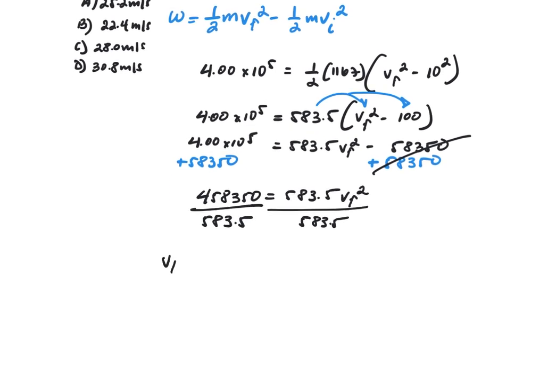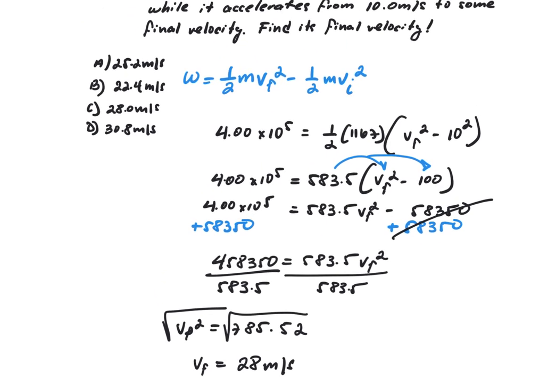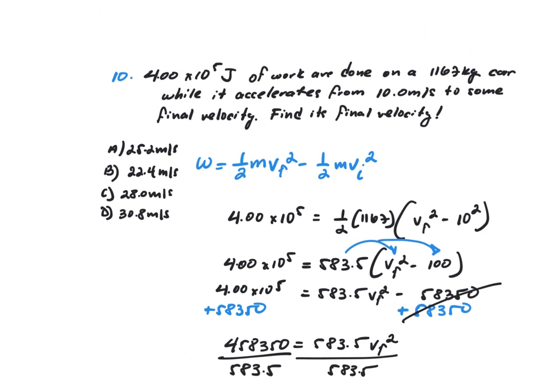So v final squared is 785.52. We take the square root, and our v final becomes the square root of 785.52, which is 28 meters per second. So our final value is 28 meters per second, which corresponds to letter C. So our final answer is C.